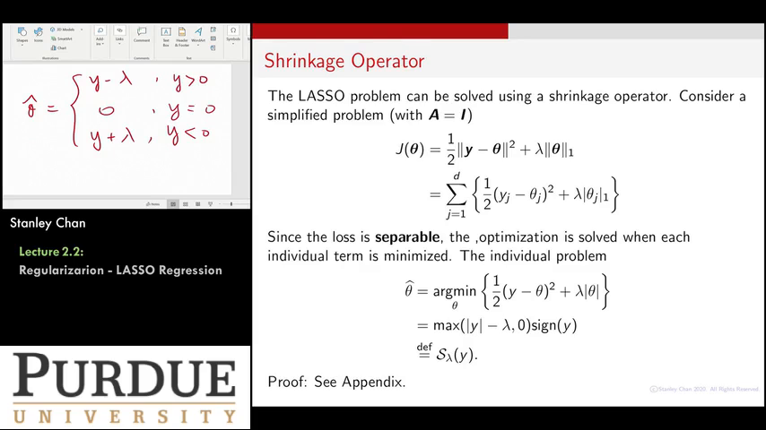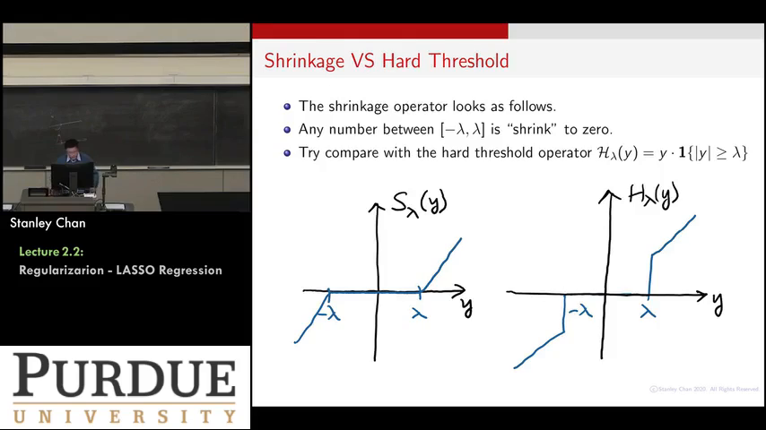Okay? And then if you do some work here, you can actually show that this theta hat is indeed this operation of maximum of y minus lambda and 0, and then times the sign of your y. Now, how can you do that? You just assume the case y being positive, y being negative. Just expand this maximum operation. You will see what I mean. Okay? So, this is the one-page proof of the shrinkage operator.